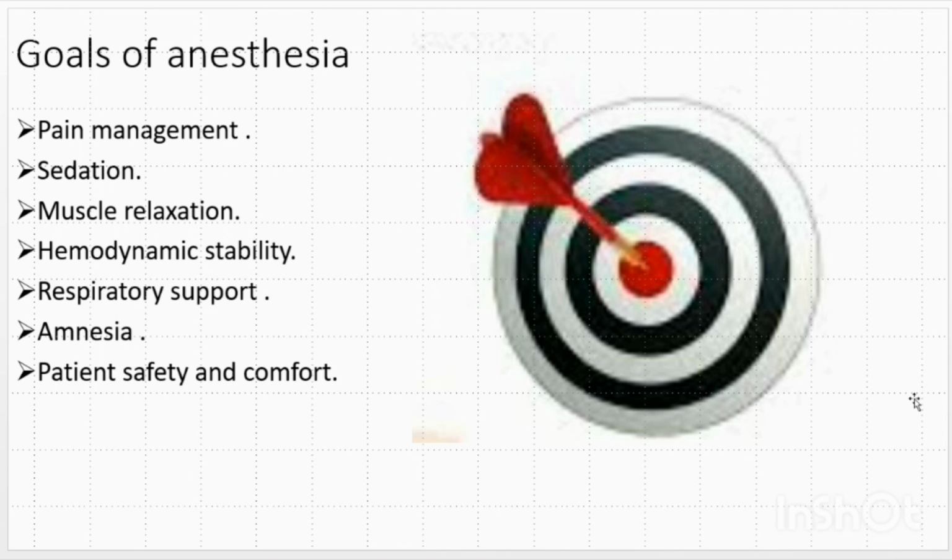Next is respiratory support. We will give positive pressure ventilation with the help of the anesthesia machine. The patient's breathing system will be in unconscious mode, because we give drugs that cause respiratory depression, so the patient can't breathe spontaneously. We have to put the patient under mechanical ventilation, which will give respiratory support. That is the main goal in anesthesia. Next is amnesia. As we all know, amnesia means loss of temporary memory. Memory will be lost for a particular time. That is amnesia.